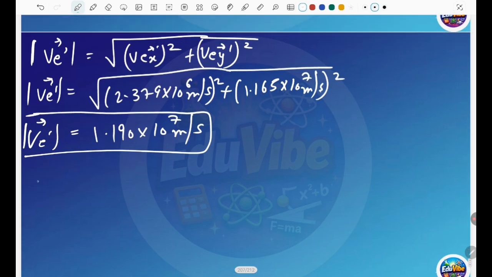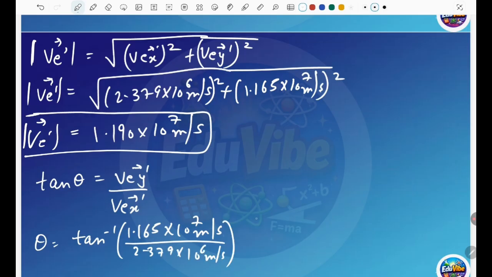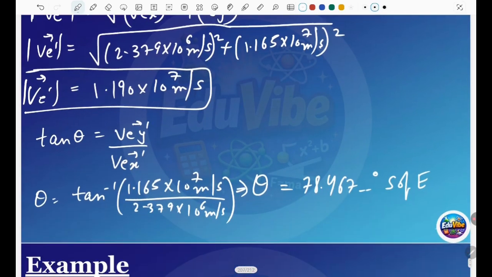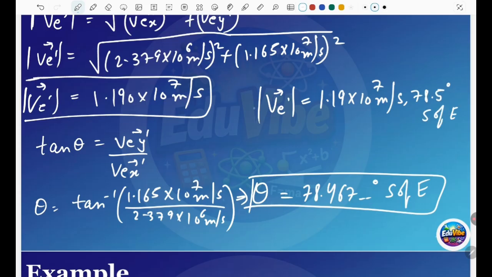And for the angle, we do tan theta equal to the y over the x, so the inverse tan of 1.165 into 10 raised to power 7 meter per second over 2.379 into 10 raised to power 6 meter per second. When you solve this, you get about 78.467 degrees, which is south of east. This is how you name the angle, south of the east. So this is your theta. As your final answer, you get about 1.19 into 10 raised to power 7 meter per second and 78.5 degrees, which is south of east.